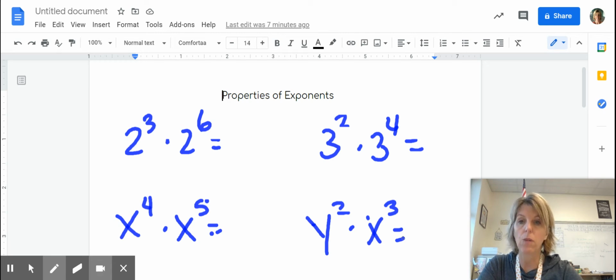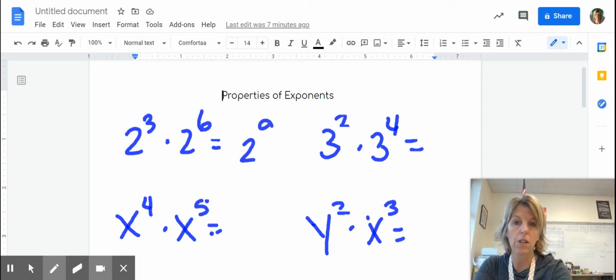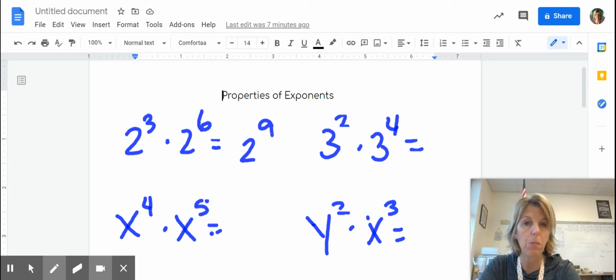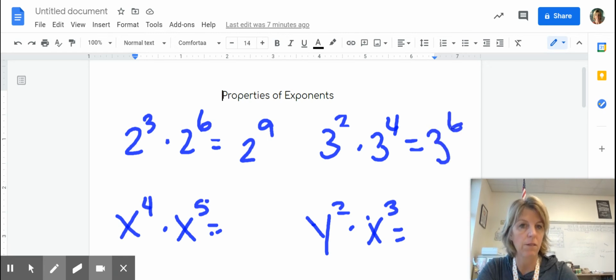All right, so the first one, when you multiply, you add. I'm multiplying 2 to the third times 2 to the sixth. My answer will be 2 to the ninth, because I add 3 plus 6 and get 9 for my new exponent. Next, 3 squared times 3 to the fourth. We multiply that and get 3 to the 2 plus 4, which is 3 to the 6th. When you multiply, you add.